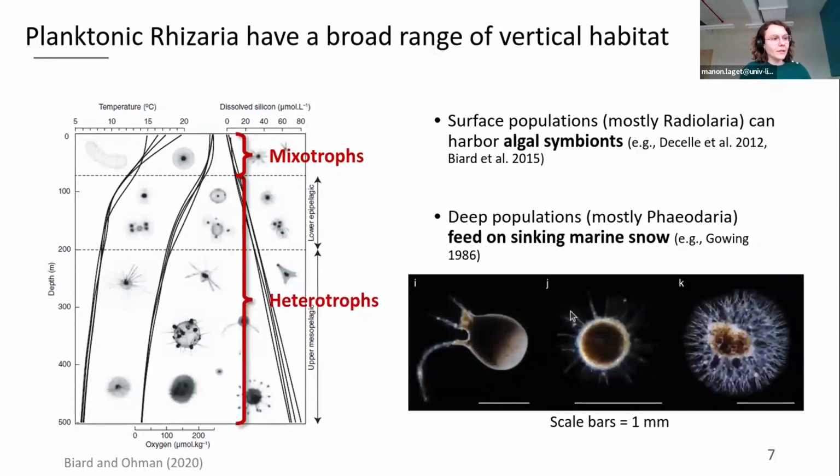On the other hand, the mesopelagic populations, which mostly include Phaeodaria, are strictly heterotrophic and they are flux feeders. They feed on the sinking particle flux, and they can store their food in their organic structure, as you can see here.